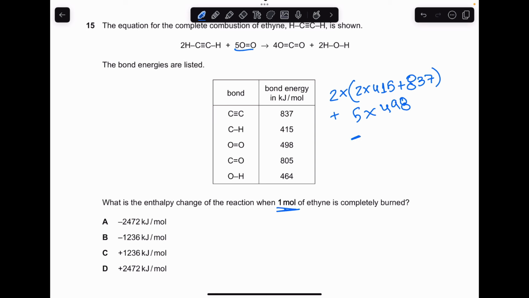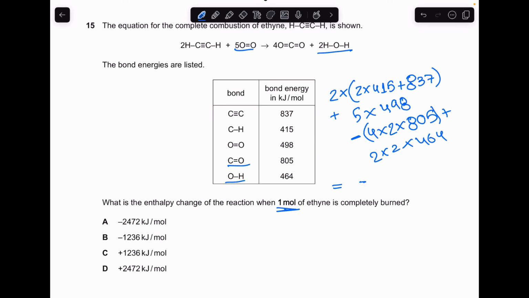minus all this, minus 4 times, there are 2 carbon oxygen double bonds, so it will be 4 times 2 times 805, which we need to add. We need to add this, which is again 2 times 2, 4, 6, 4, which will give us a total change of energy of negative 2472. Now, this is not the final answer because they even highlighted here it's 1 mole and here it is 2 moles. This number means it is only 2 moles. So we need to get only 1 mole. So we will divide it by 2, and we will get negative 1237, and the answer is B.